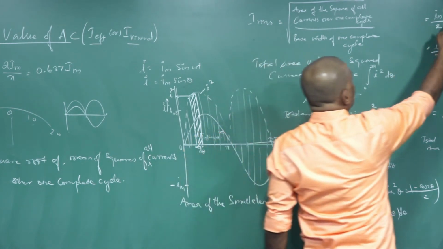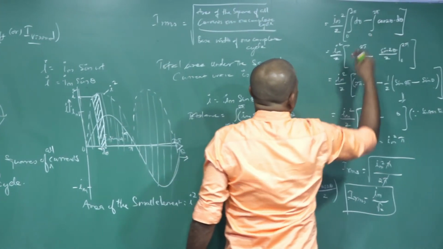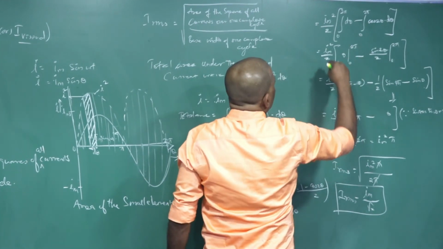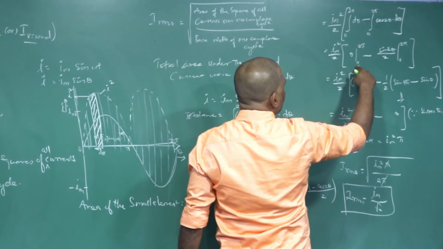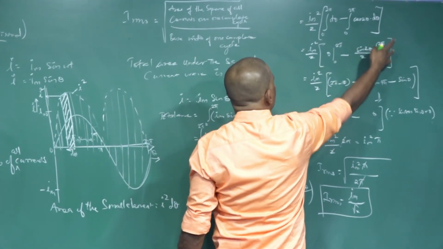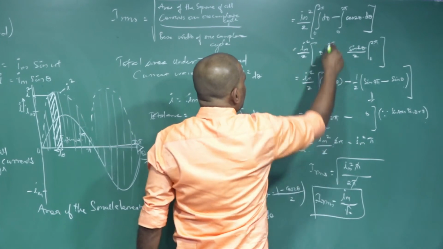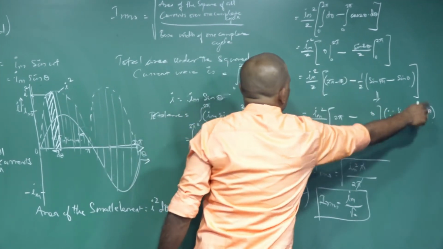Integral of d theta, integral of cos 2 theta d theta. Then Im square by 2 is the common term. For theta, I am substituting the upper limit and lower limit. For the second term also, I am substituting the upper and lower limits. Then this will give you 2 pi, and this entire term goes to 0.